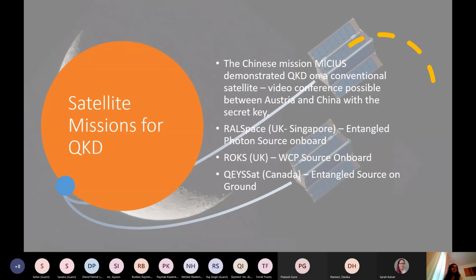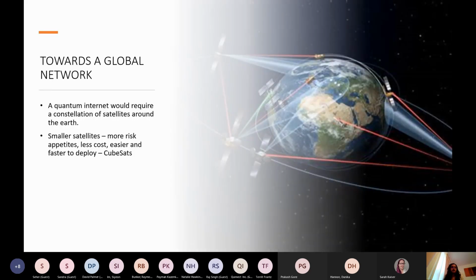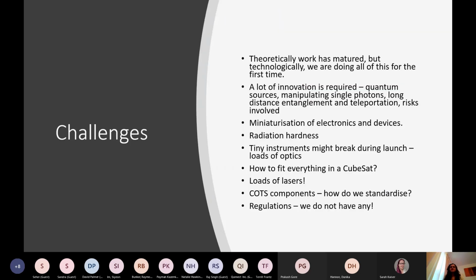KeySat, which is a nanosatellite launched by Canada, is also going to be showing an entangled source, which will be placed on the ground rather than on the satellite, with a receiver on the satellite. And it will be doing QKD the other way around, sending photons from Earth onto a satellite. So basically, we want to go towards a quantum network. And that is the reason why I'm working on making sure that we have these cheap, small, fast deployable, more risk appetite platforms such as CubeSats.